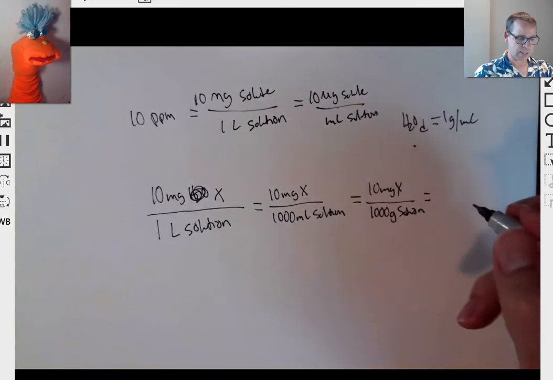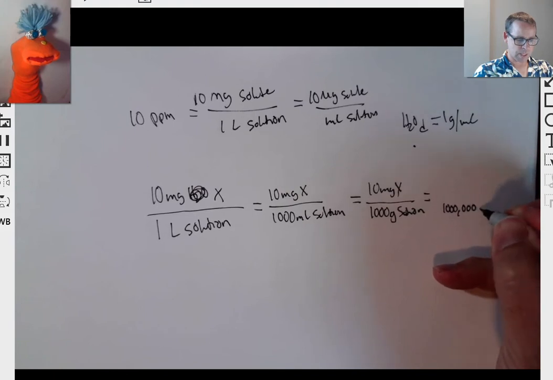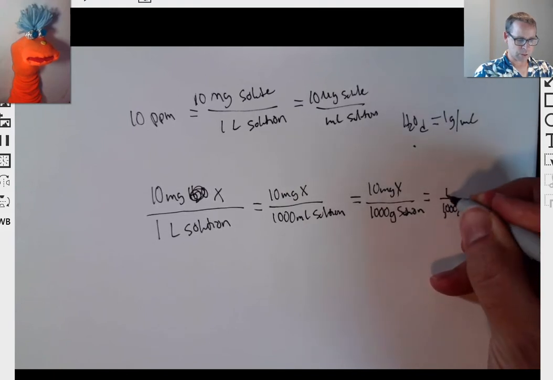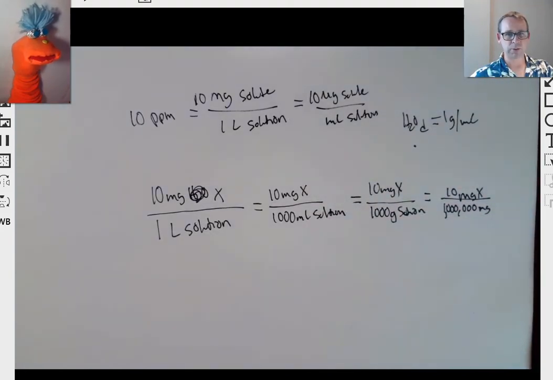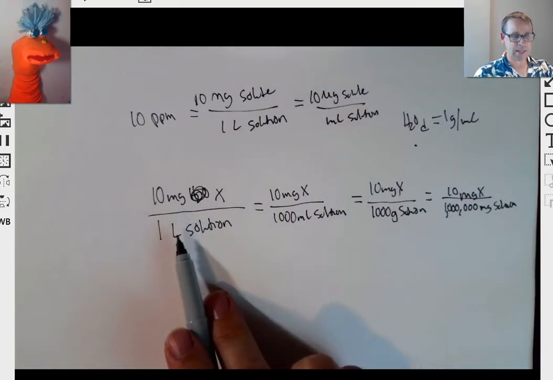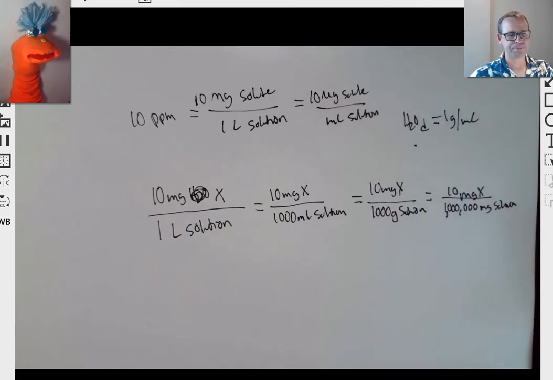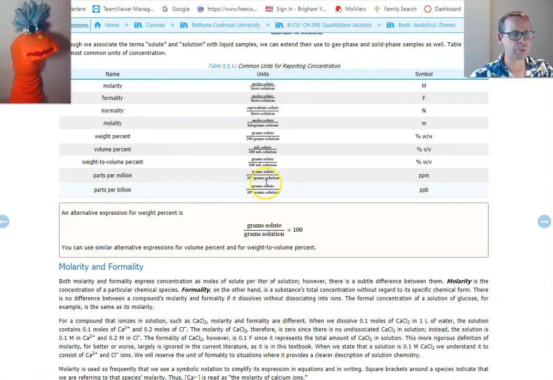Very good. Now, if I take this 1,000 grams and convert it to milligrams, I get 1,000,000 milligrams. So 10 milligrams of X for every 1,000,000 milligrams of my solution, right? And then that's 10 parts per million. Okay? Very good. So, parts per million is micrograms per milliliter or milligrams per liter. And then parts per billion are just 1/1000th the concentration of that.